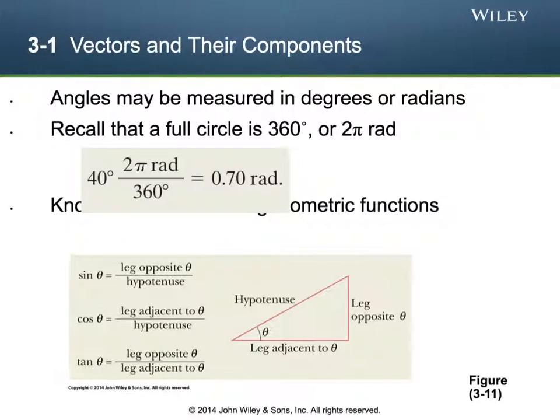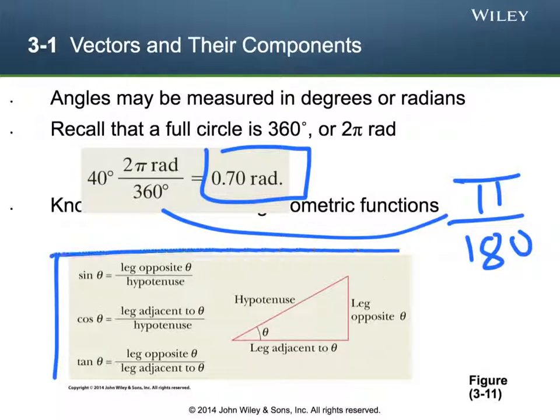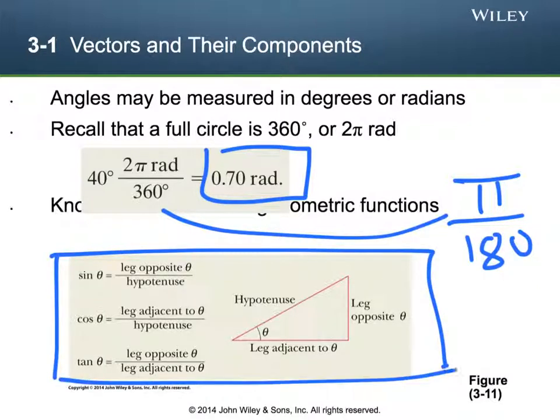Finally, you need to remember how to convert degrees into radians and radians into degrees. Remember, your factor is 2 pi over 360 or pi over 180, and that converts 40 degrees into 0.7 radians. And remember, radians are just a measure, it's an angle measure. And also with that, you're going to need to remember your three basic trig functions and what they represent in a triangle.